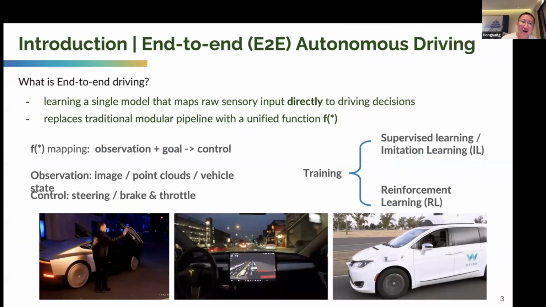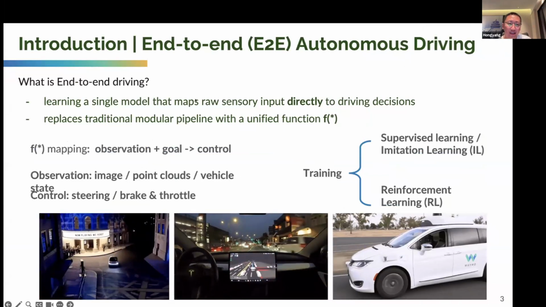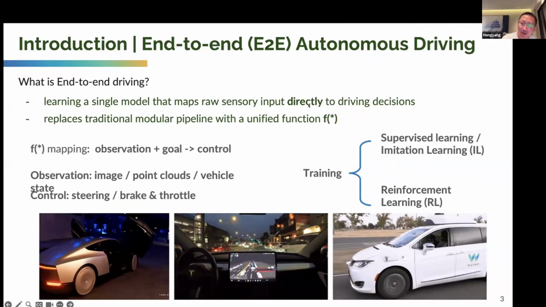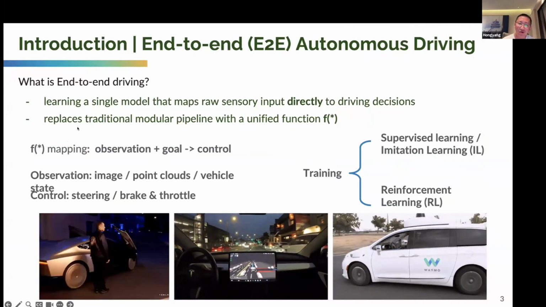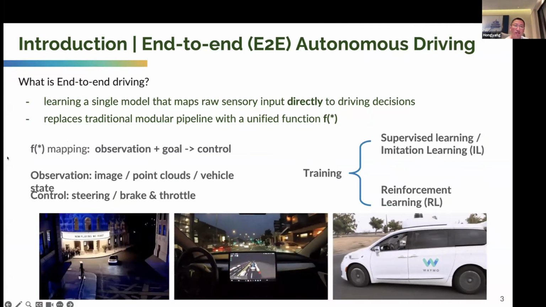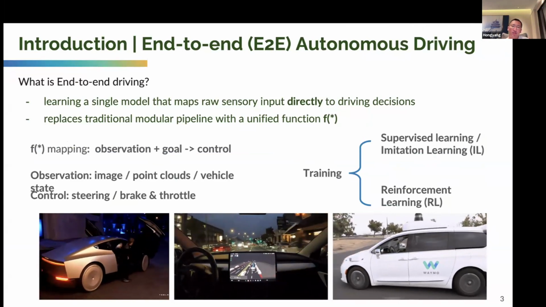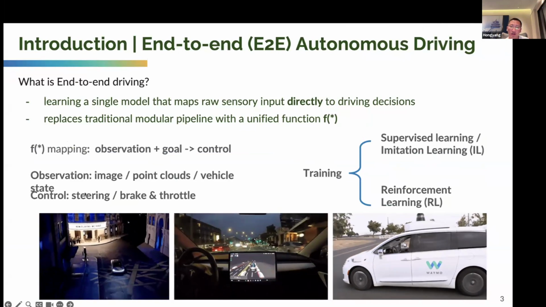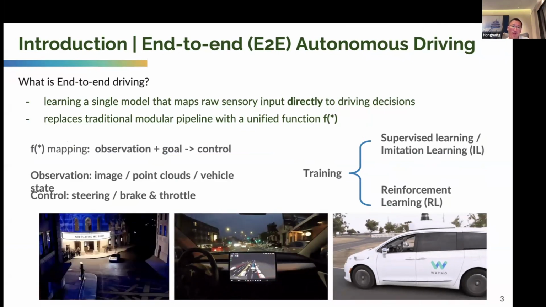So the definition of end-to-end autonomous driving: it's learning a single model that maps the raw sensor input directly to the driving actions, and it replaces the traditional modular pipeline with a unified function. Here the function means, given the observation or the target goal, we directly output the control. The observation can be images, point clouds, or vehicle states, and the controls deal with steering, brake, or throttle.